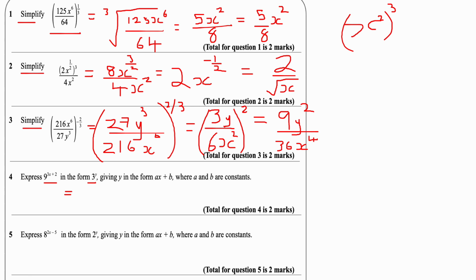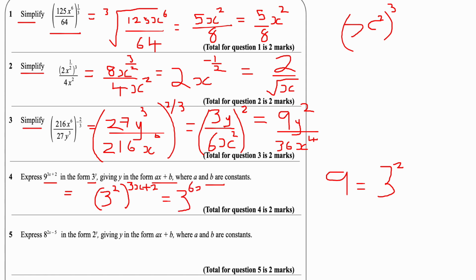Question number 4, again, it's expressing it in the power of 3 to the y. Express 9 to the 3x plus 2 in the form 3 to the y, giving y in the form ax plus b, where a and b are constants. Remember that 9, guys, is 3 times 3, or 9 is equal to 3 squared. So I can rewrite this as 3 squared, all to the power of 3x plus 2. So you just multiply the powers together. So I'm going to have 3 to the power of 6x plus 4.